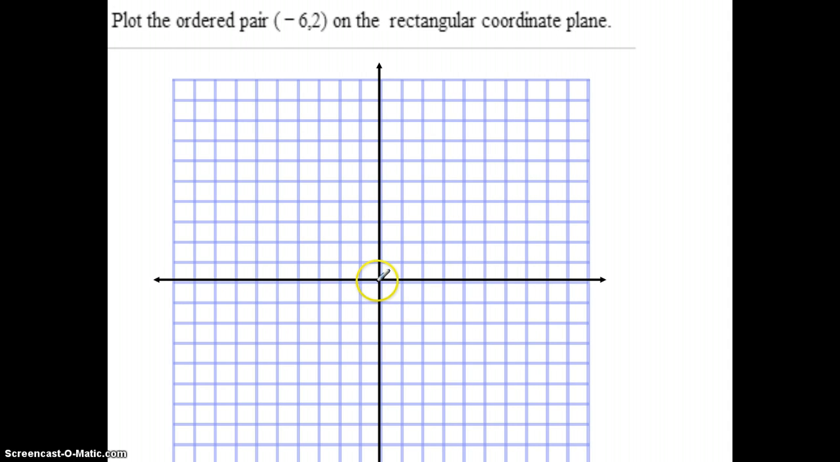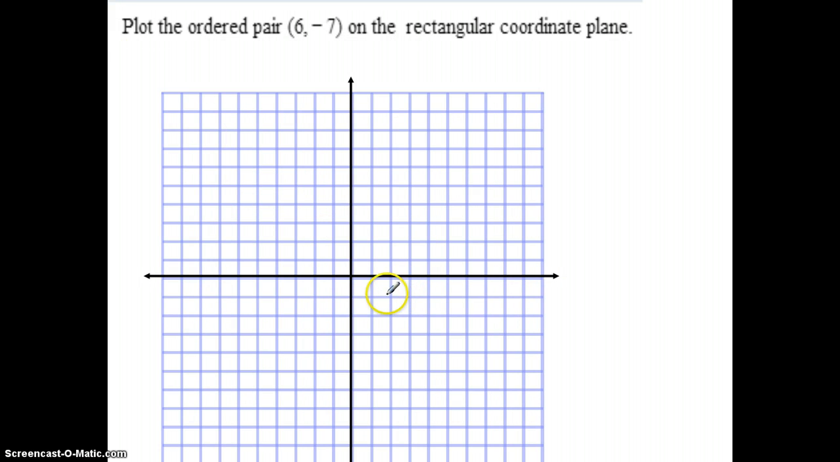Okay, negative 6, 2. So start here, go over negative 6: 2, 3, 4, 5, 6, and go up 2. Next, 6, negative 7, so positive 6 in this direction: 1, 2, 3, 4, 5, 6, and then down 7: 1, 2, 3, 4, 5, 6, 7.